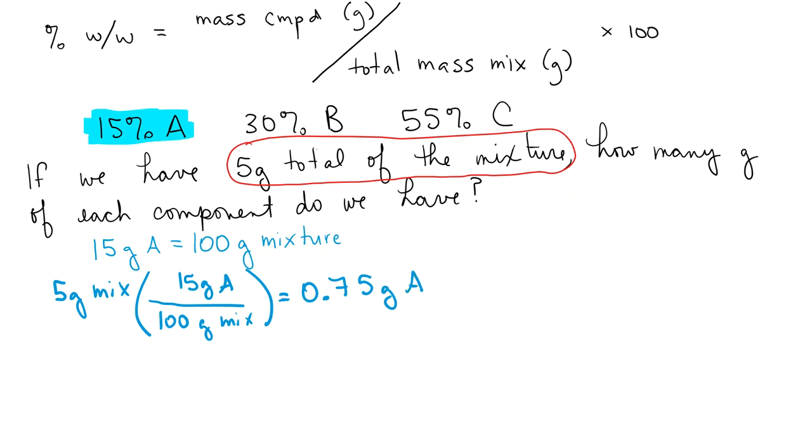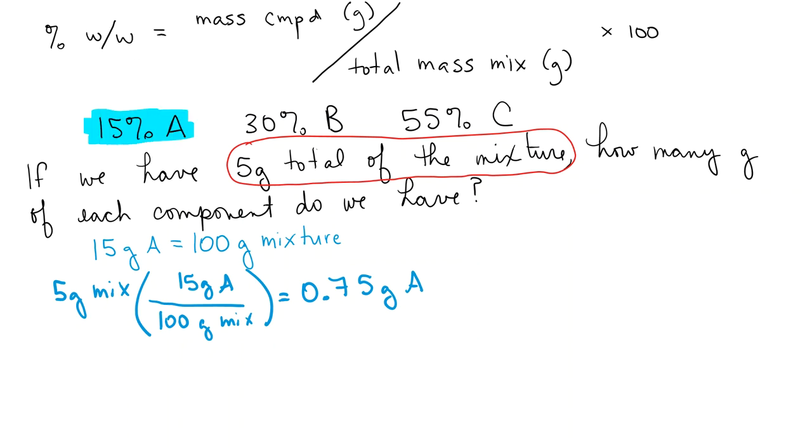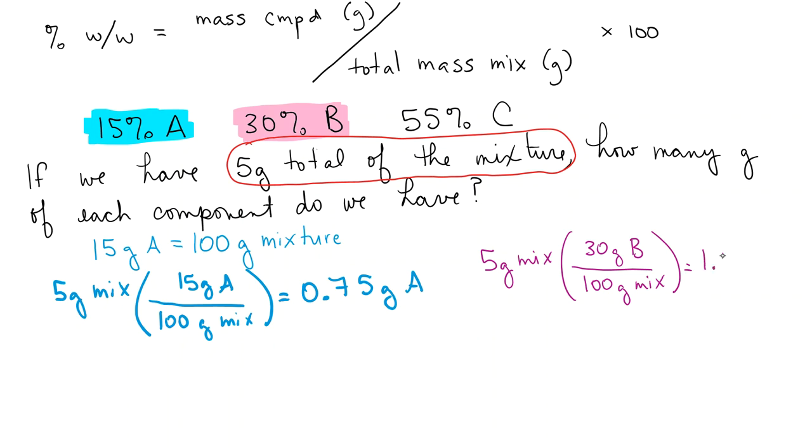And we can keep doing that. So B, let me switch colors here. I'll do this nice pinkish color. We have 30% of the total mixture is B. So that means we start with 5 grams of the mixture. We know for every 100 grams of the mixture, 30 of those grams are component B. 5 times 30 divided by 100 means that you have 1.5 grams of the mixture is B.